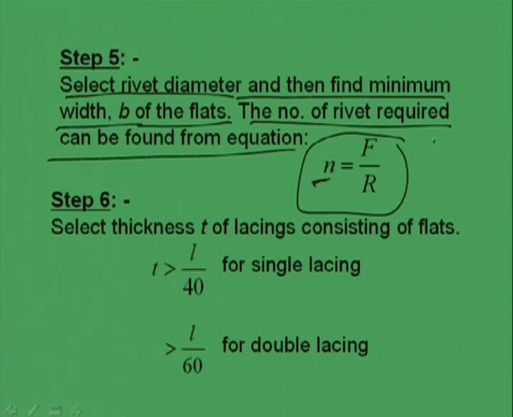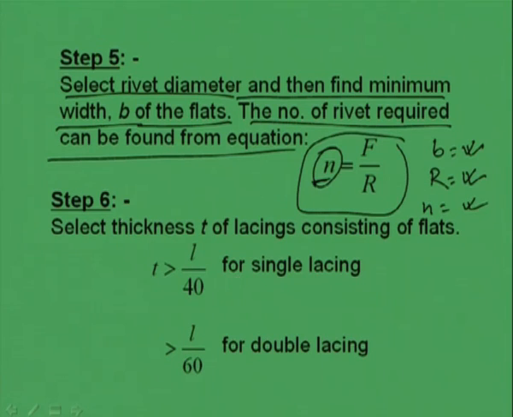So, the minimum width of the lacing will be found out, the rivet value for a particular diameter of a rivet can be found out, then N, the number of rivets, can be found out. The number of rivets also depends on whether it is F by R or something else, depending on how it has been connected. Earlier we showed 2F cos theta by R or F by R, depending on the type of connection and how it has been arranged.